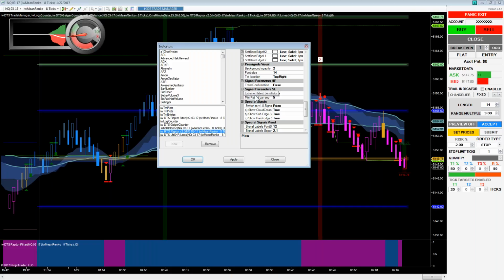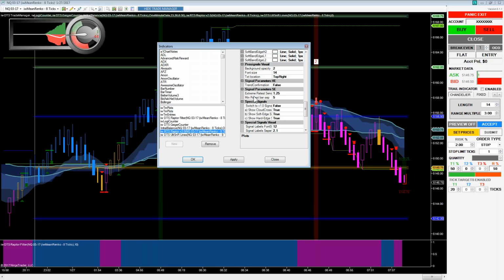This extreme retest sensitivity gauges how sensitive the indicator will be to recognizing a number 2. The higher the value, it's an inverse value. The higher the value, the less sensitive the parameters. The lower the value, the more sensitive, or the stricter the setup parameters will be.